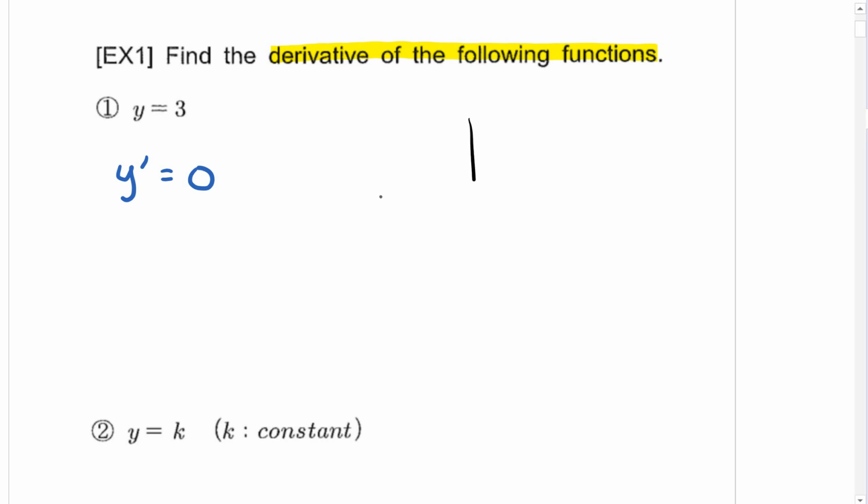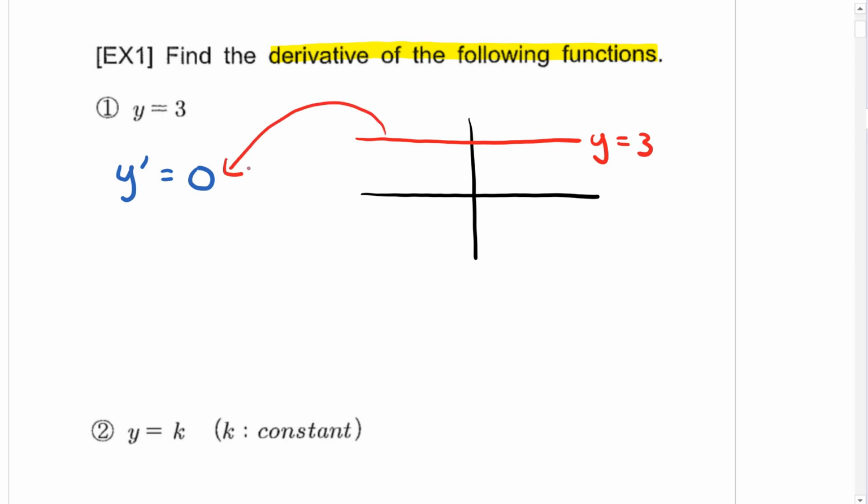And if you think about that on a graph, if you have to graph the line y equals 3, what's the slope of that line? Well, the slope of any horizontal line is always going to be 0. Okay, so that's how you do question number 1.